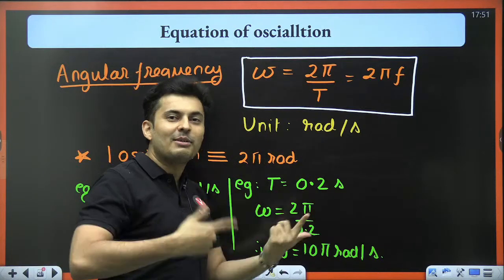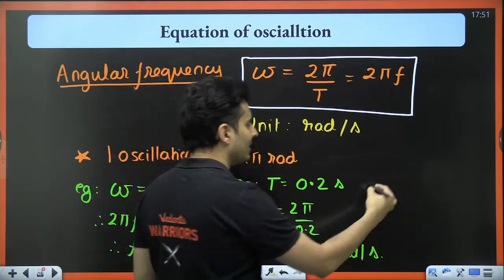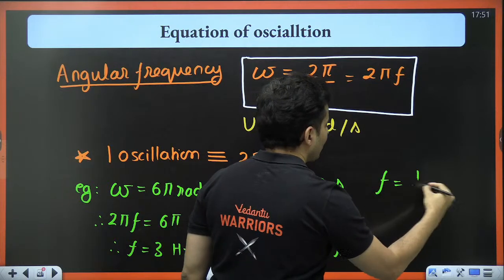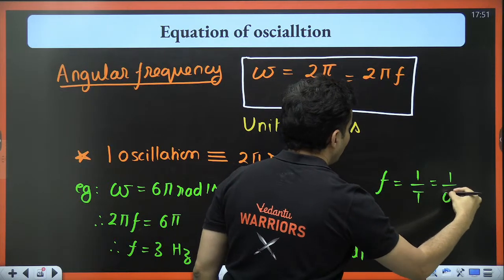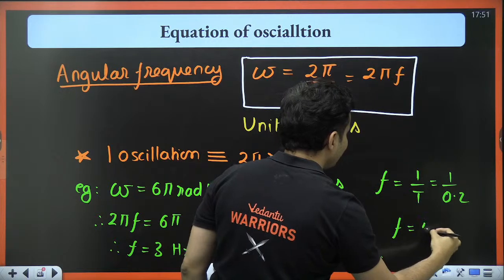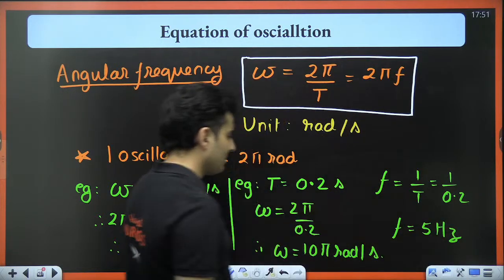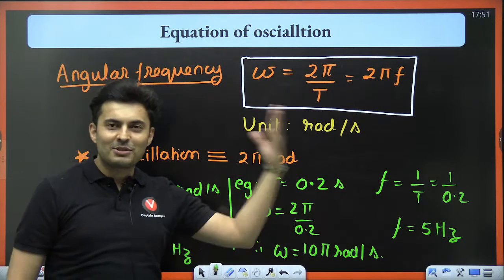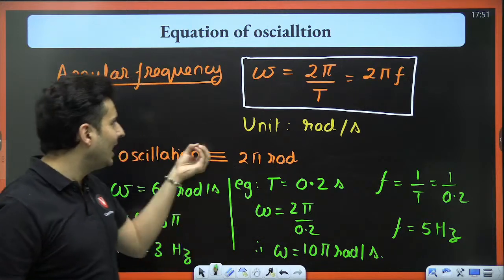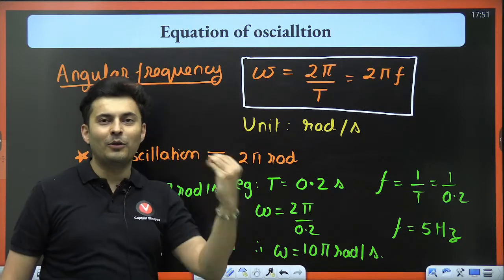So frequency will be 5 hertz, and it is 5 hertz because you can calculate f as 1 by T, which is 1 by 0.2. So the frequency will come out as 5 hertz. 5 times it's going back and forth, back and forth. That is the true meaning of omega.